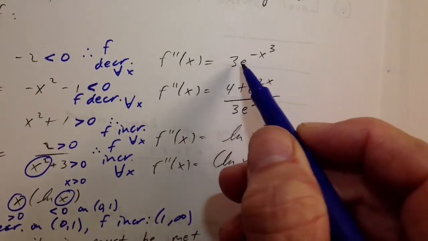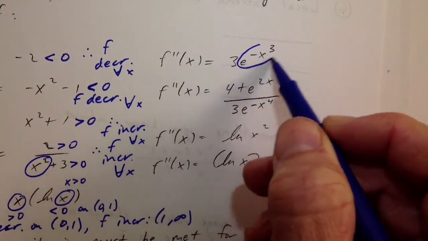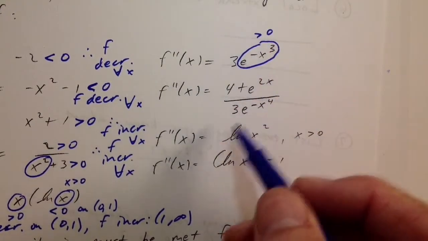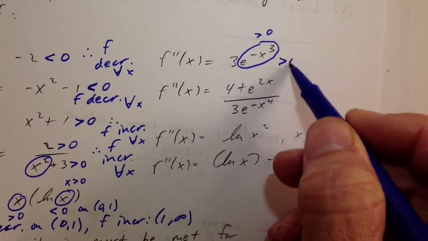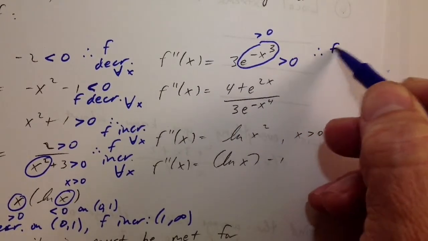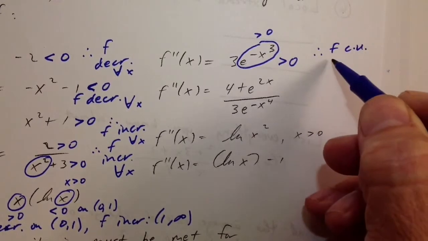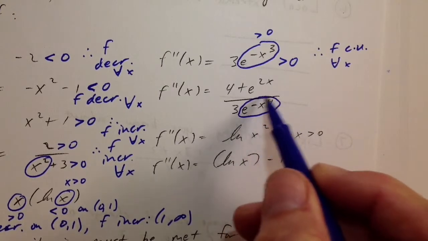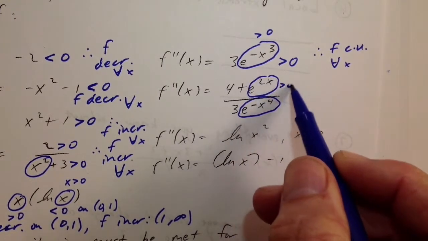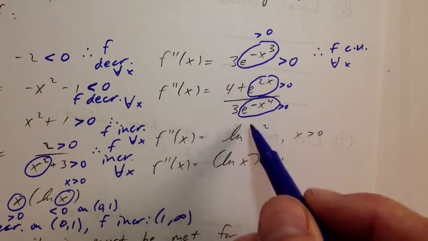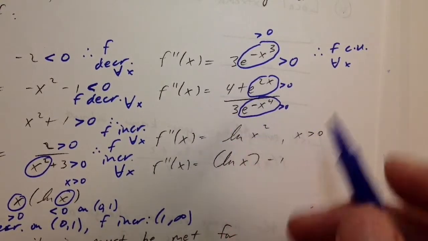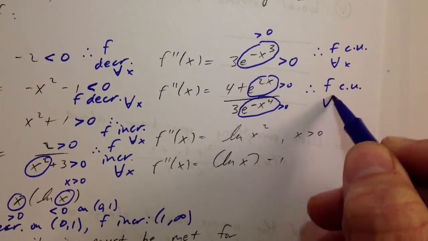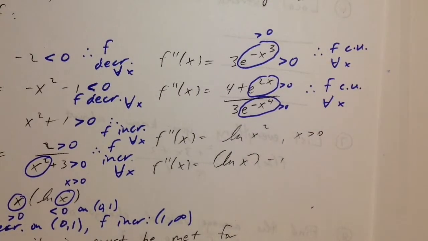So if f double prime is this guy, we should know that e to anything is always positive. So therefore 3 times a positive number is always positive. Therefore f is concave up for all x. Same thing down here. E to anything is always positive. There are no negatives here. 4 plus a positive is positive over, everything's positive. Again, therefore f is concave up for all x. Okay?